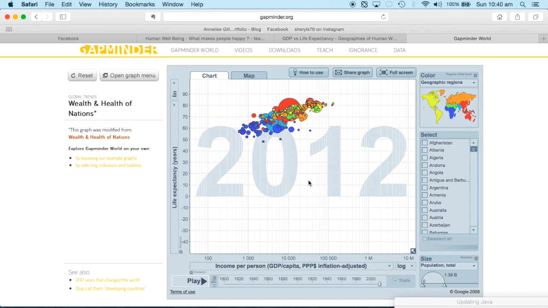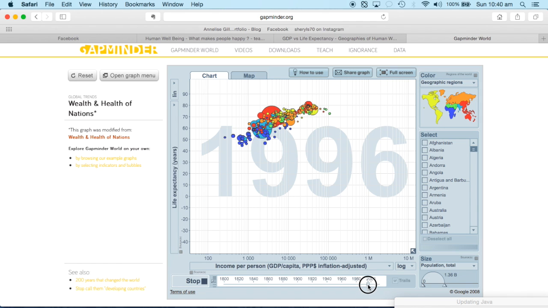And remember that the graph changes over time, but this is in 2012. Just out of interest, if we move that graph along, we can see that in 1996, the country with the highest life expectancy was actually Japan, and China was a little bit lower.